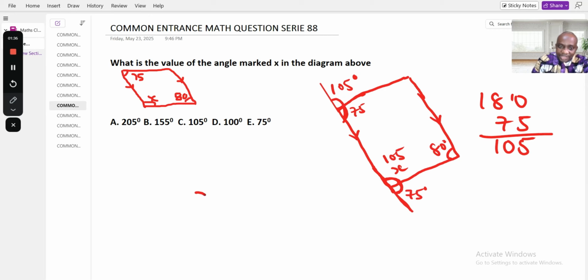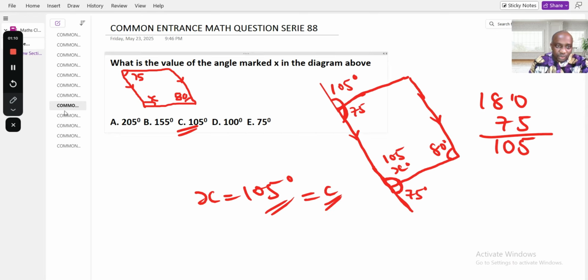Our final answer will now be x equals 105 degree. Angle of corresponding angle. That's why we just get this one. The same way it faces down, the x we are looking for faces down as well. Therefore, our final answer is x is equal to 105 degree. Do we have 105 there? Yes, C. Number C. Let's move to the next question.